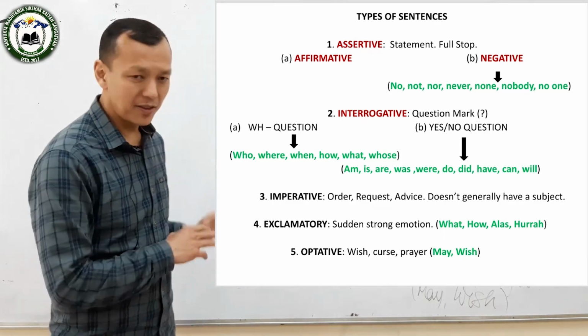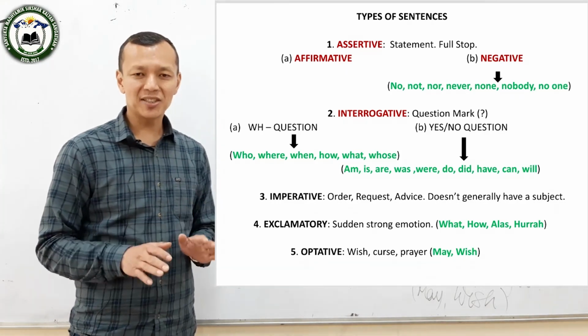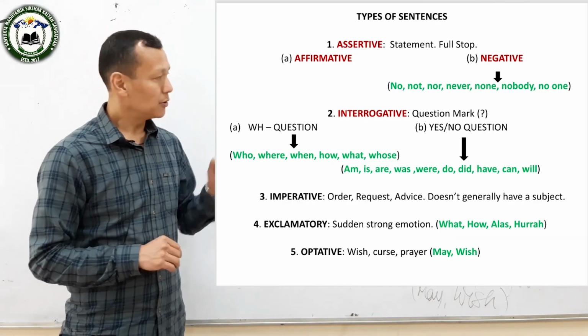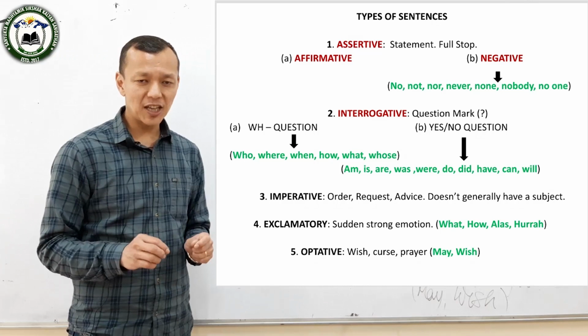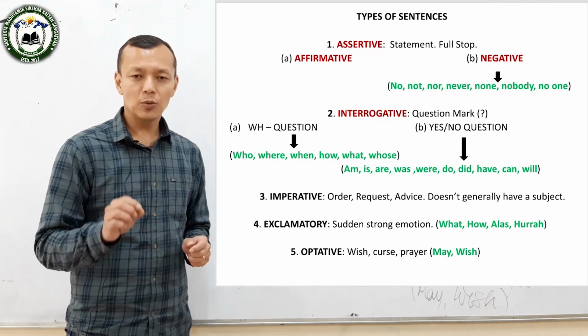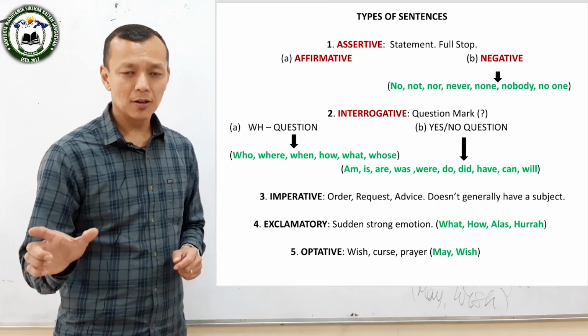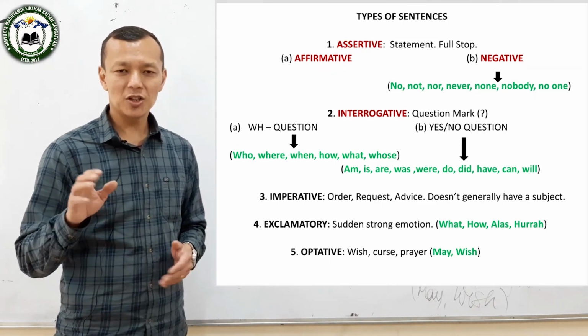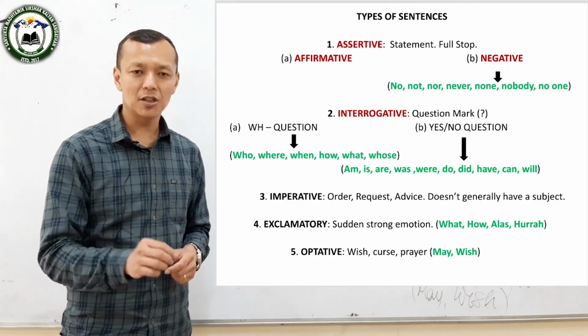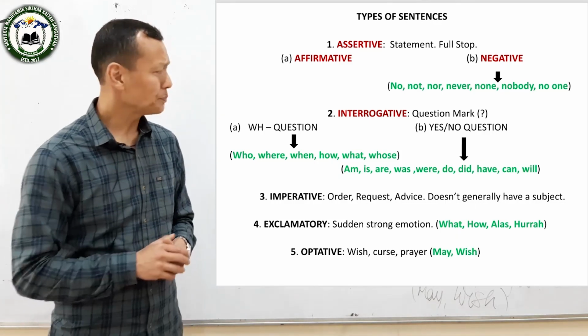So here in this screen you see that there are basically 5 kinds of sentences, 5 different types of sentences. The first one is the assertive sentence. Assertive sentence भनेको any sentence which gives a statement. A sentence which makes a statement is called an assertive sentence, and assertive sentence ends with a full stop.